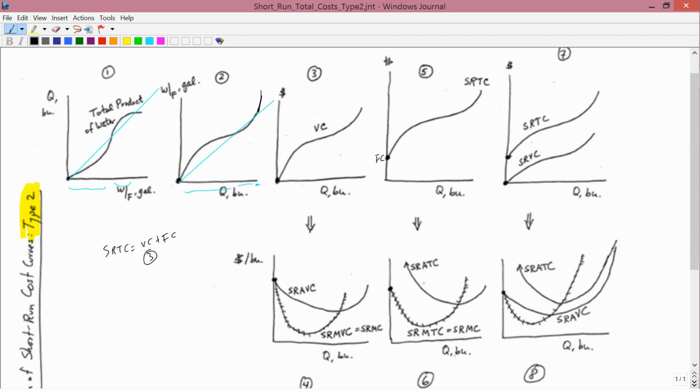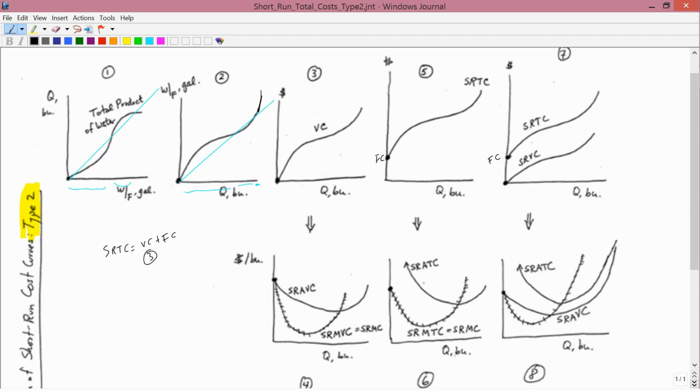Then to get graph number 7, you simply superimpose graph number 3 and graph number 5. Again, graph number 5 is going to start at fixed cost. Graph number 7 is short run total cost, and it has the same shape as short run variable cost. So that's how to get 1, 2, 3, 5, and 7. We're next going to have to get the marginal and average of 3, which is graph 4, 5, which is graph 6, and 7, which is graph 8. And that'll be on the next video.